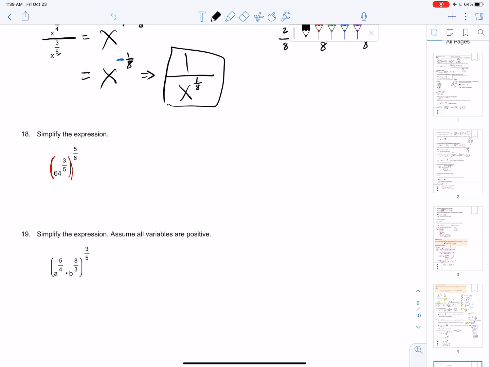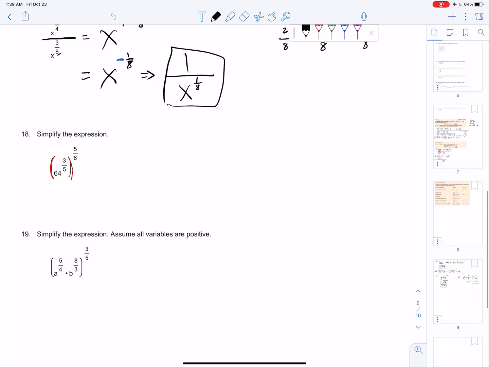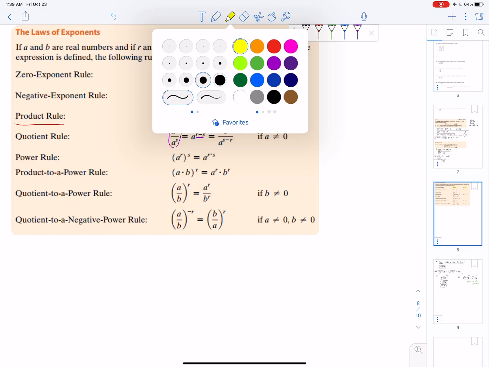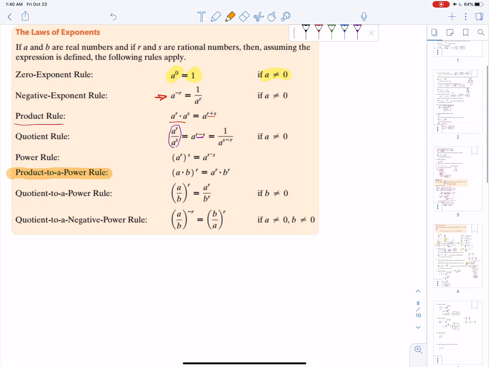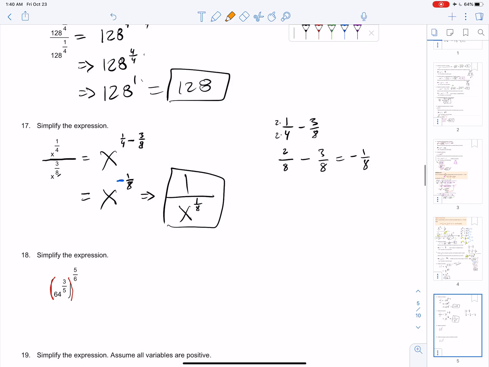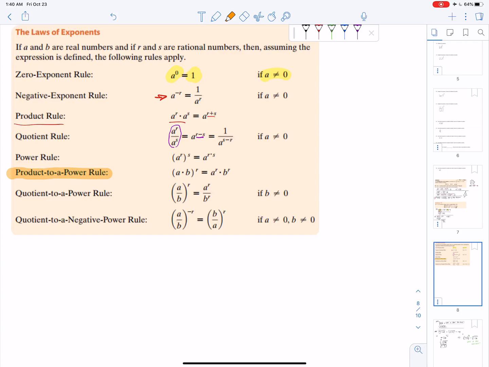Number 18. Well, whenever we have a power, which was 3/5, raised to another power, the rule, or rules of exponents, as we say right here. The rule is, where is it illustrated? Here it is right here. It's called the product to a power rule. So is that what I had? Oh my gosh, what were we just doing? What was the problem? Yeah, it's a power raised to a power. Okay, so I got to go back to that rule. Lost my train of thought. And the power to power is this one right here, the power rule.